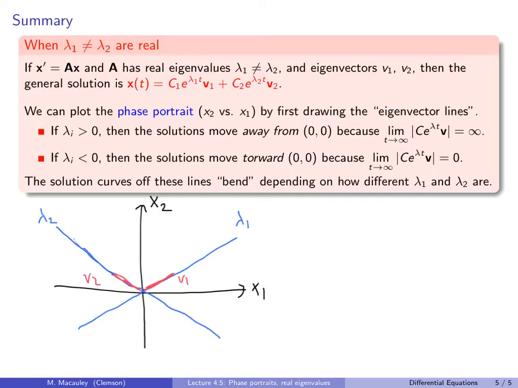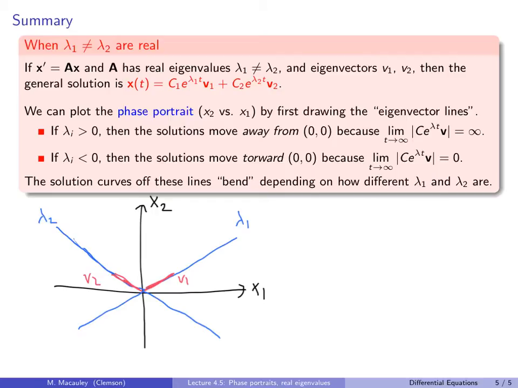And finally, the solution curves off these lines. So if we have a solution curve through this point, then it's going to either go toward the origin or away from the origin. But it's going to bend. It's either going to bend this direction or that direction, and that all depends on the relative difference in lambda 1 and lambda 2, more so than the actual values. So think of it as the ratio.